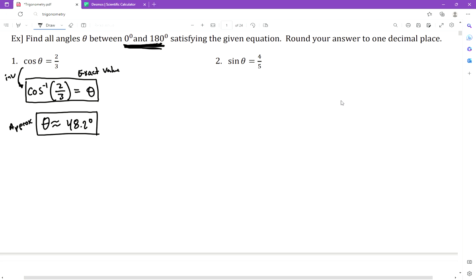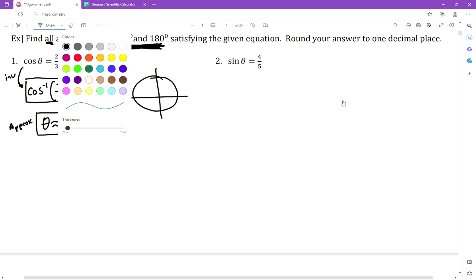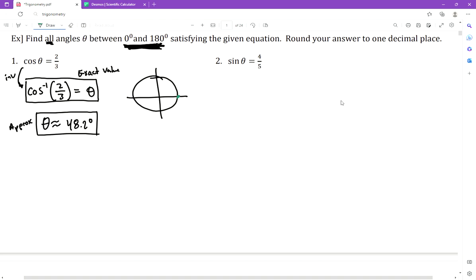Now let's go back and break this down one more time because they put this restriction on it. So they're saying find all angles, so there might be more than one. So what I'm going to do is draw my unit circle, and I'm going to highlight in green what they're saying. So here's 0 degrees, and then here's 180 degrees. So they're saying our answer should be in there, or maybe there's multiple answers.